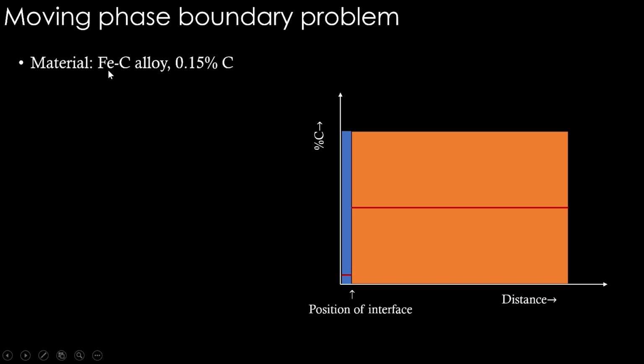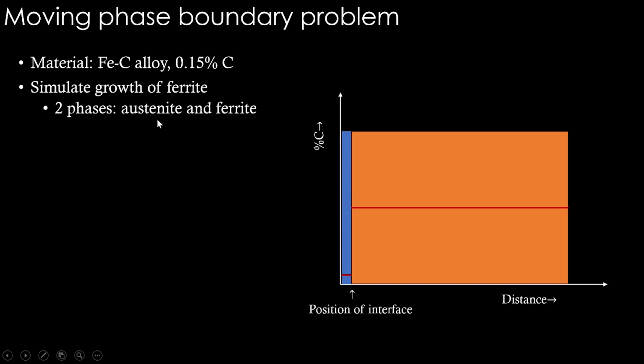0.15% carbon, and iron and carbon, these are the two elements that are going to be there in the material. We have to set it up, and then we have to simulate growth of ferrite. We can keep ferrite as a small nucleus ourselves and then see how it grows. We can also do one more exercise where ferrite is allowed to nucleate rather than us putting the nuclei ourselves. Okay, we will see that. So two phases are there, austenite and ferrite.